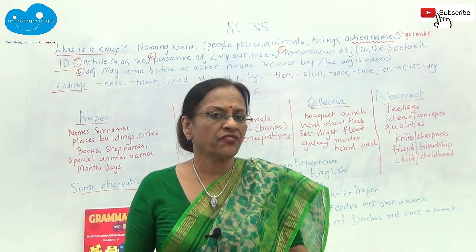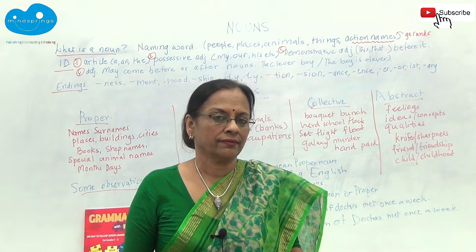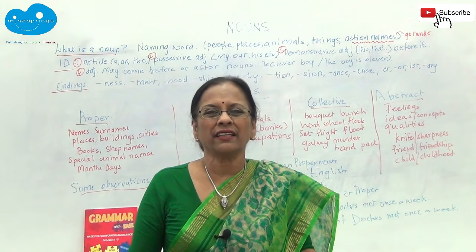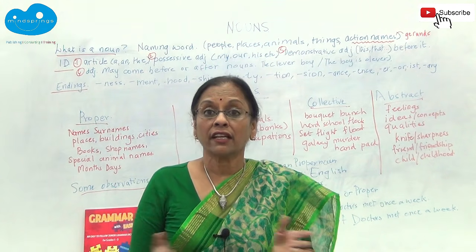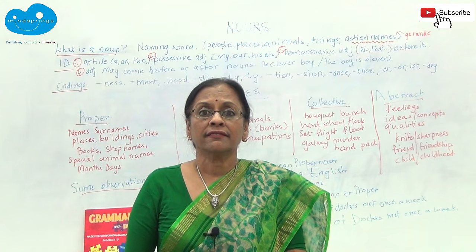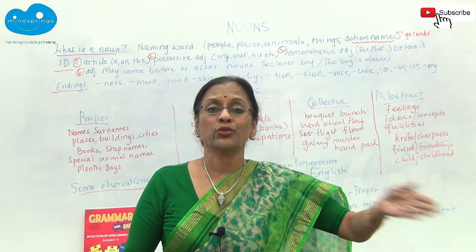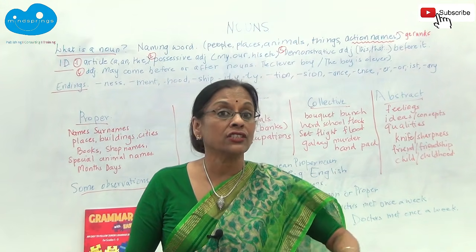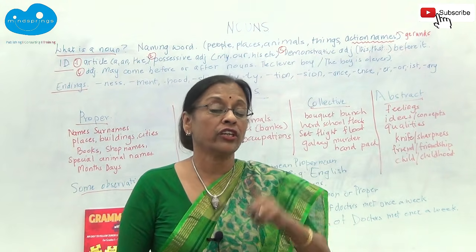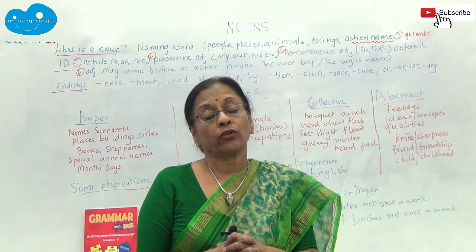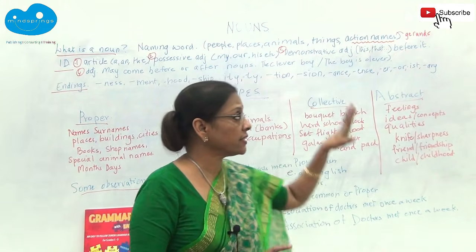If I say this freedom is of no use, this misery is getting too much for me, then I know that misery is a noun, because I can use this or that or these or those, which are demonstrative adjectives, in front of that noun. Okay, so that's the third one.